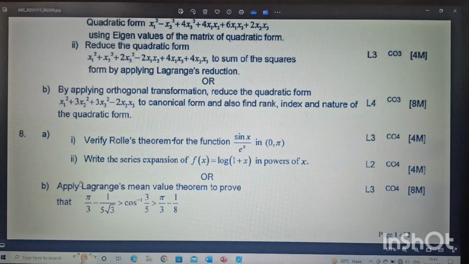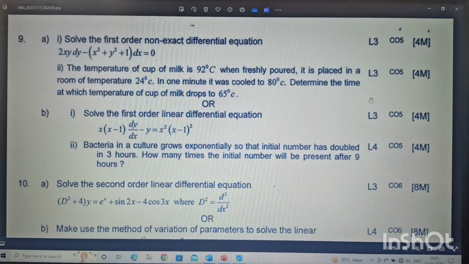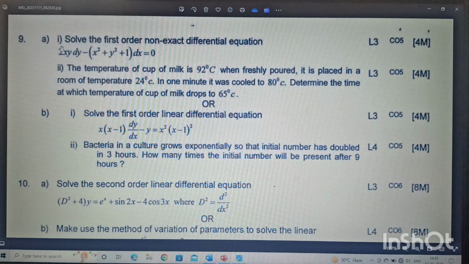Yeah, 9th question. So this is from unit 5 and solve the first order non-exact differential equation. 2xy into dy minus of x square plus y square plus 1 into dx is equal 0. So this is non-exact differential equation only. So solving by which method? Verified, method 4 or method 5.